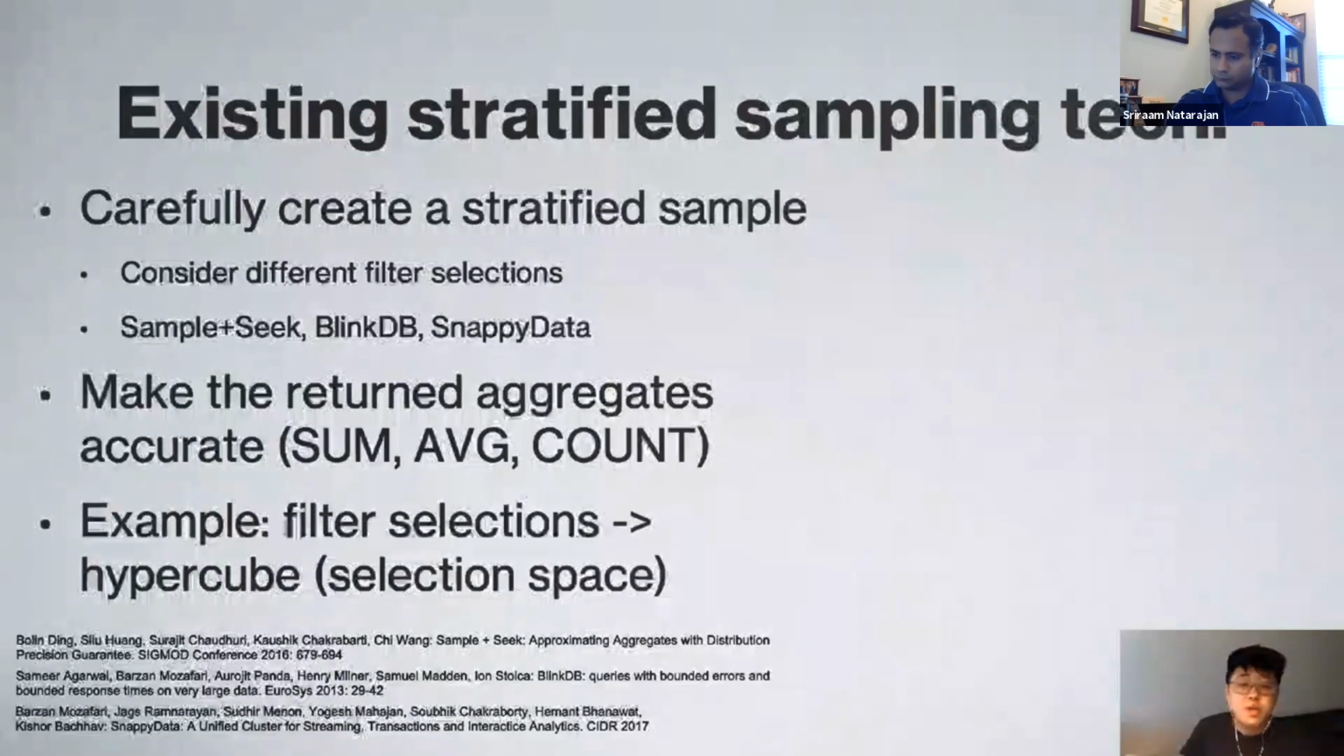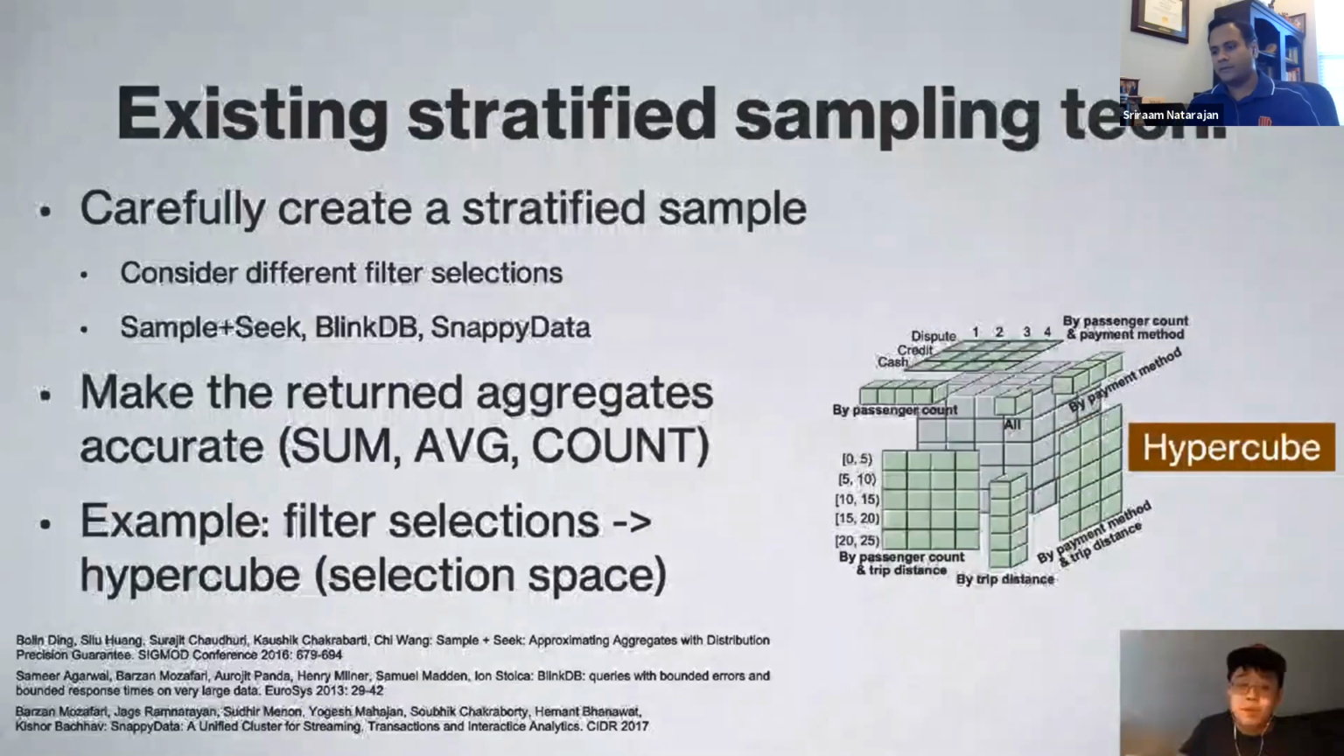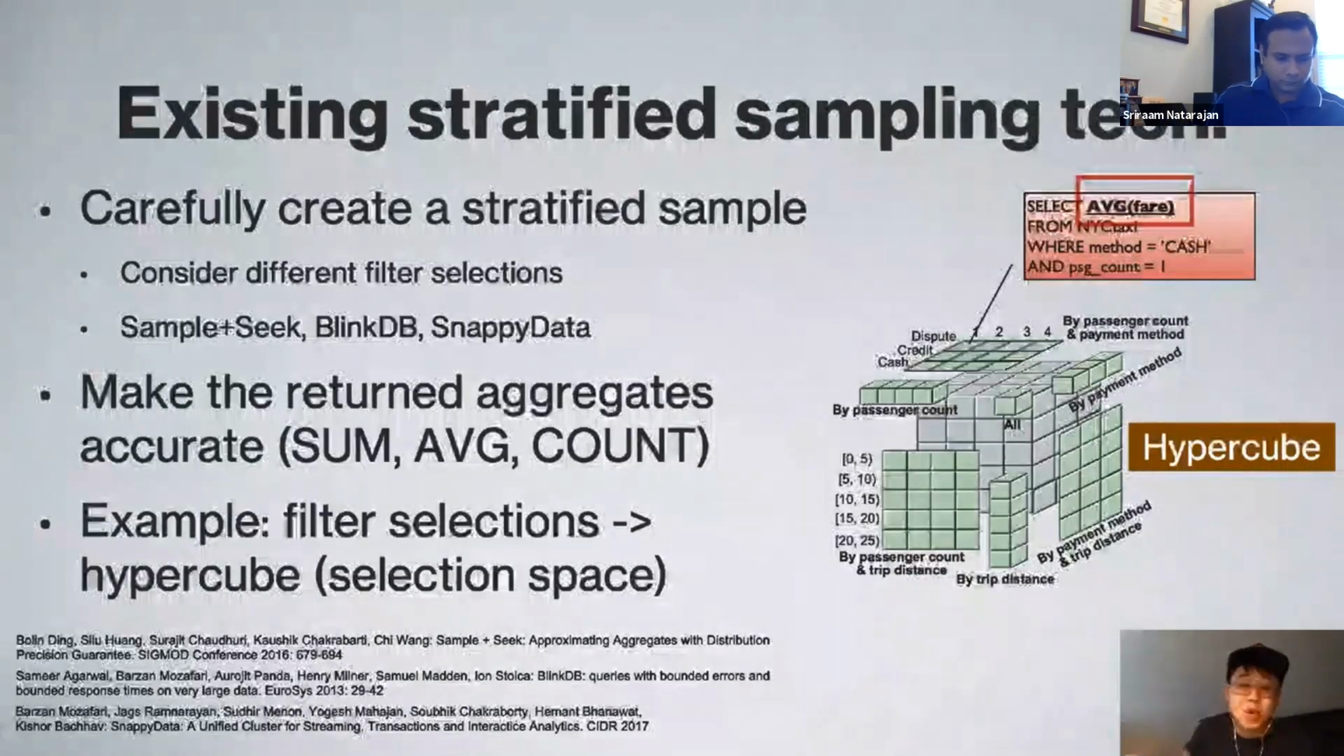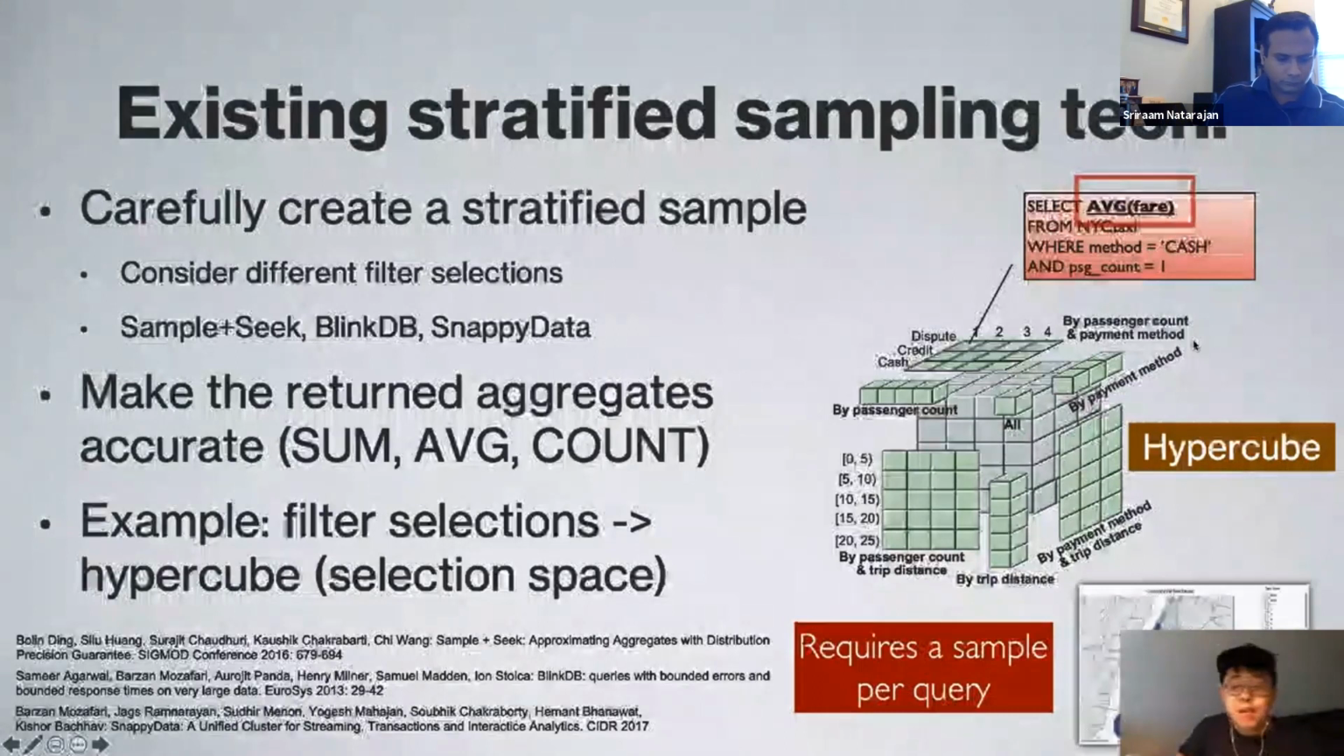For example, you can think of different filter selection as a hypercube in the selection space, which is the hypercube on the right. Every filter selection on the visualization dashboard can be considered as a cube cell in this hypercube. This stratified sampling technique wants to improve the accuracy of this kind of query. Each time it only returns a single aggregate value. However, if I bring back the visualization dashboard example we used before, after each interaction we require the sample to draw the data distribution and draw the heat map. Therefore, the existing stratified sampling technique cannot be used in our scenario.